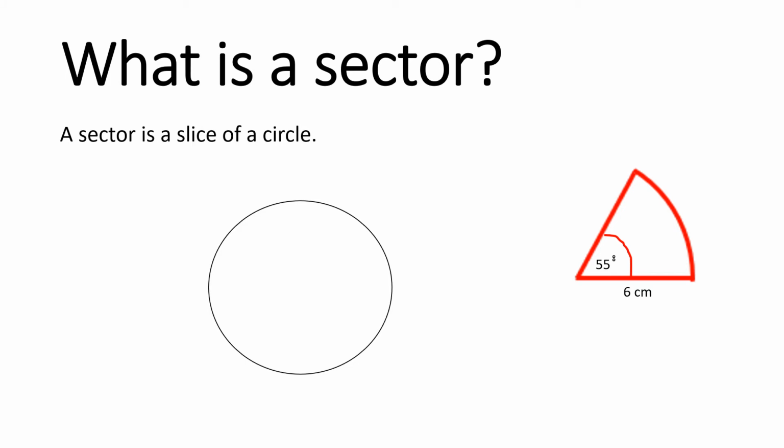So what is a sector? When a circle is separated into a slice, we like to call this a slice of pizza. This is called a sector. And like before, a sector has an arc length and then the 2 radii, or radius.